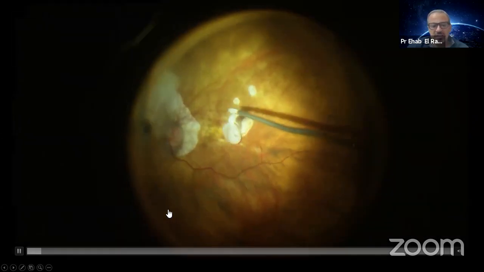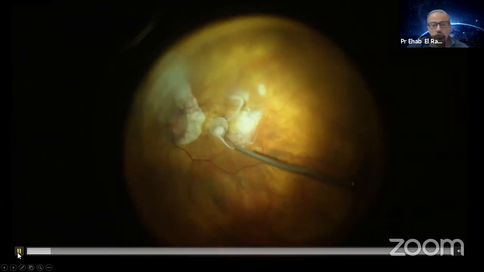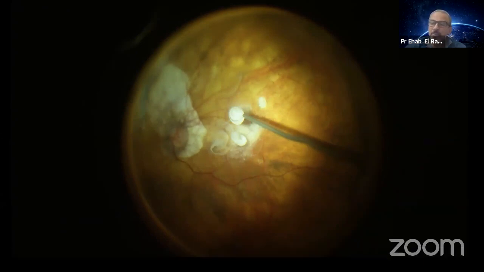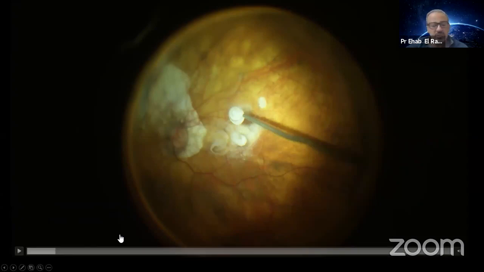I won't show this last case. Maybe we'll show this, Abdullah, during the complication session. So I'll stop here and let the rest of the panelists share their own videos on ILM and the other options that we have on macular holes. Then we discuss that at the end.